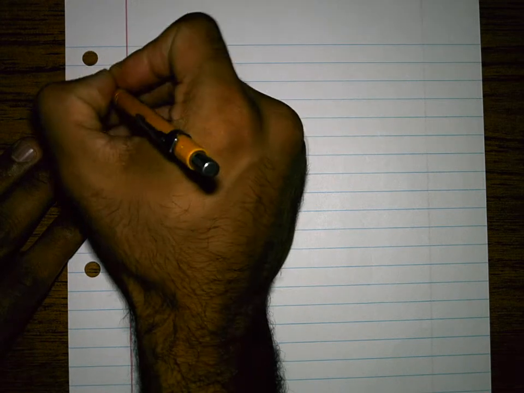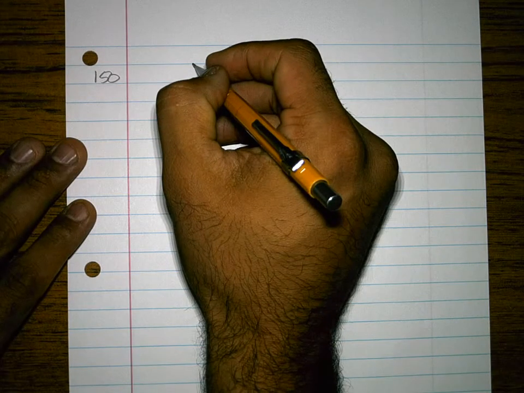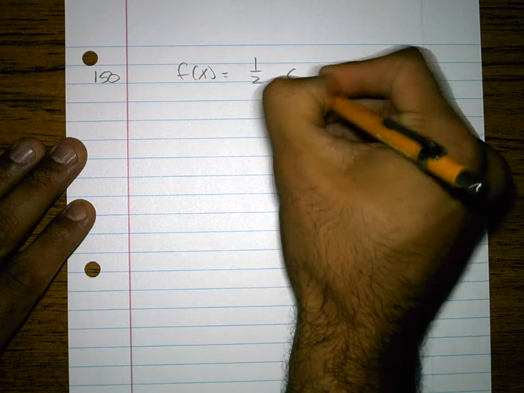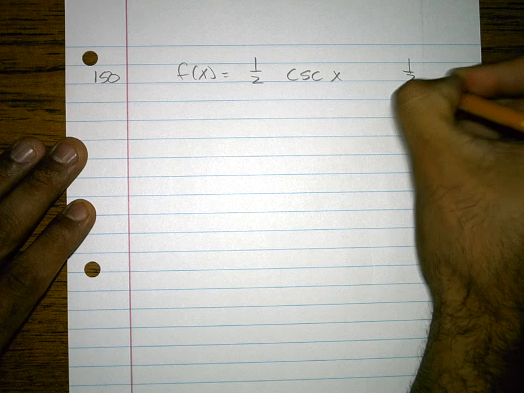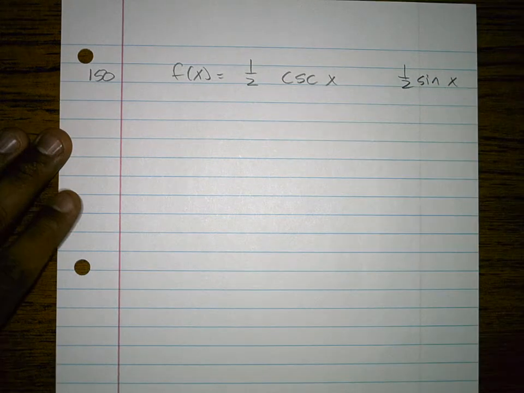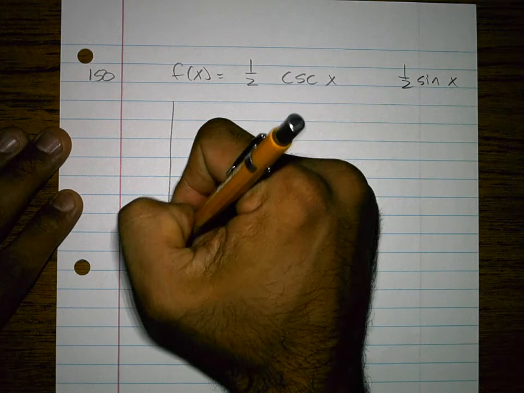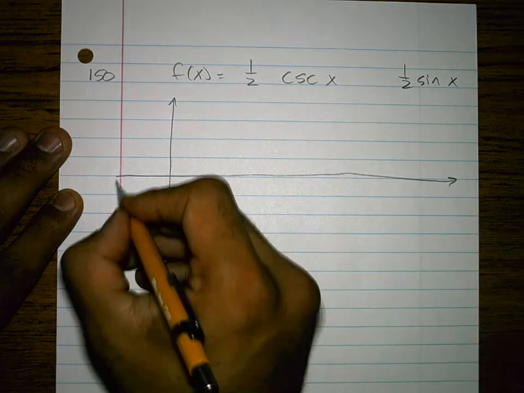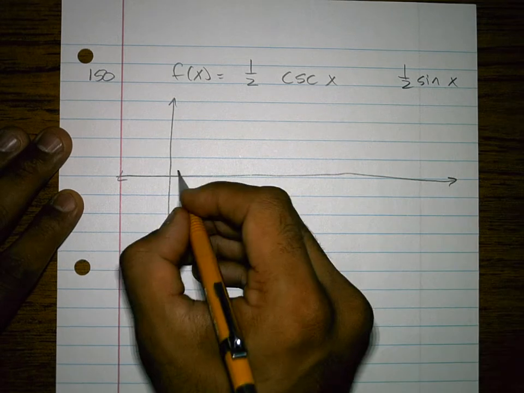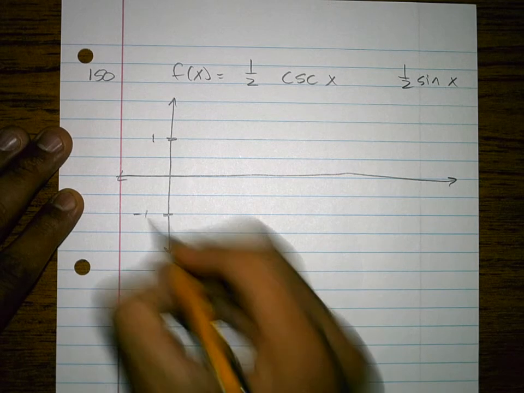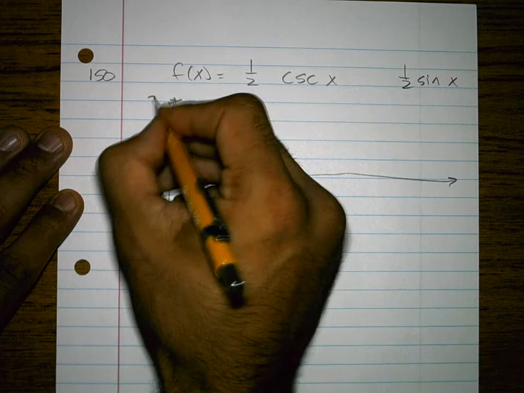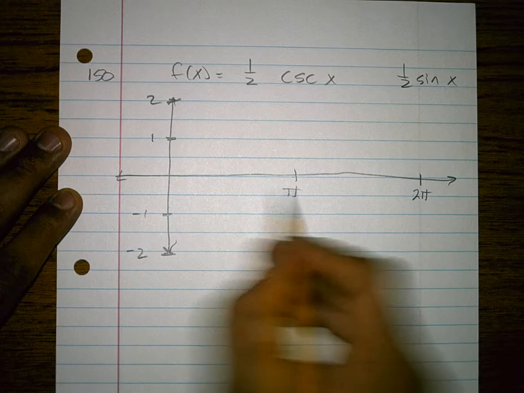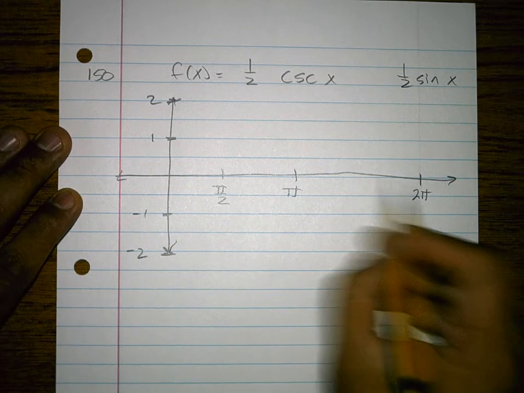150, which is f of x equals 1/2 cosecant x. So same thing here, graph the reciprocal function, 1/2 sine x. Okay. So no period change or phase shift, so that's nice. I'll make that a 1, that a -1, -2, and a +2. Pi/2, pi, I mean 2 pi, sorry.